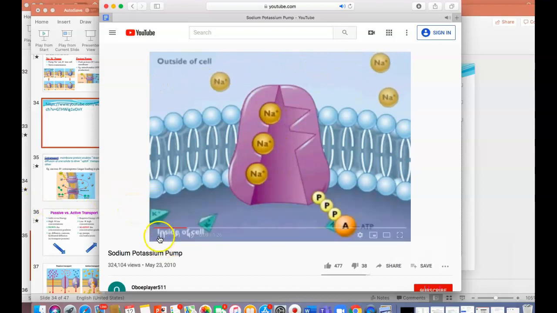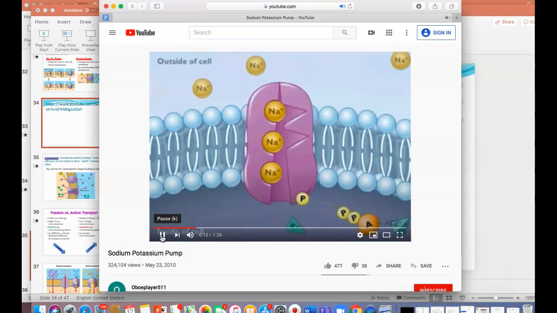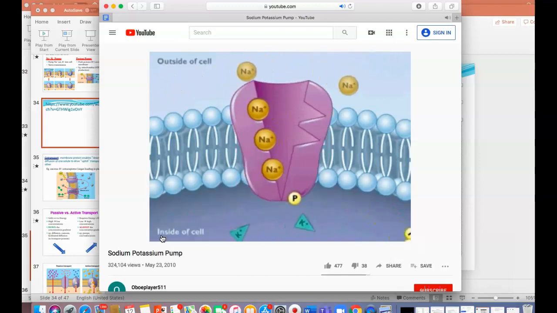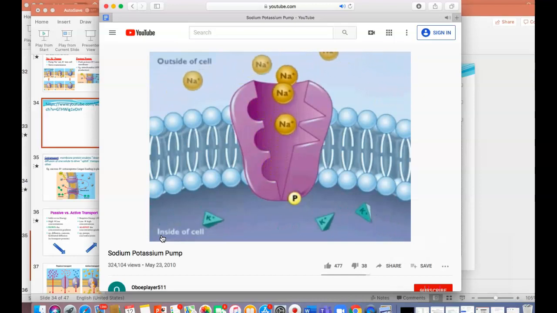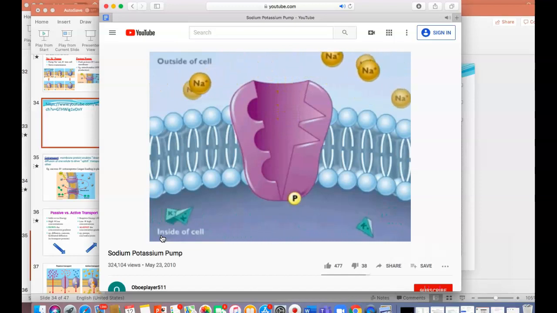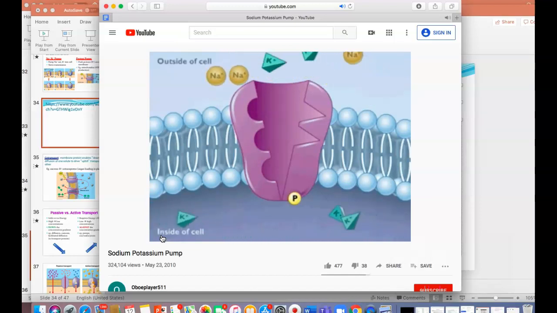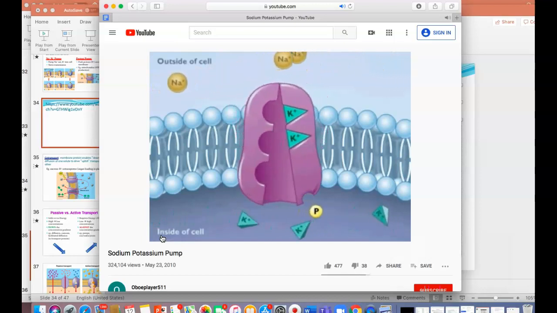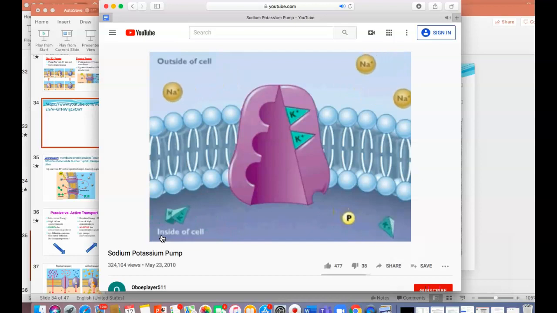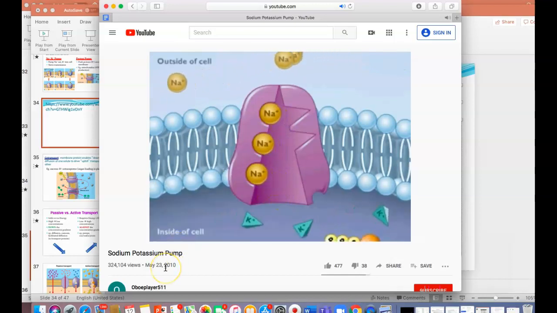So notice 3 sodiums bind. There's your energy. There's a conformational change. Those 3 sodiums then leave. They're on the outside now. 2 potassiums come in. There's a conformational change. Those 2 potassiums leave. And it happens over and over.